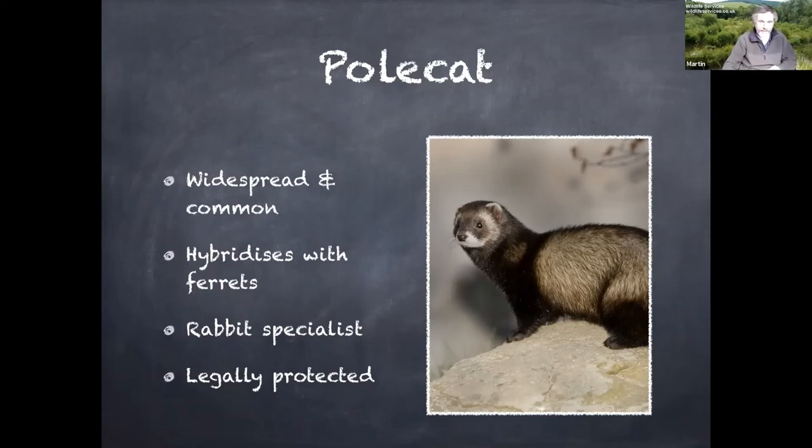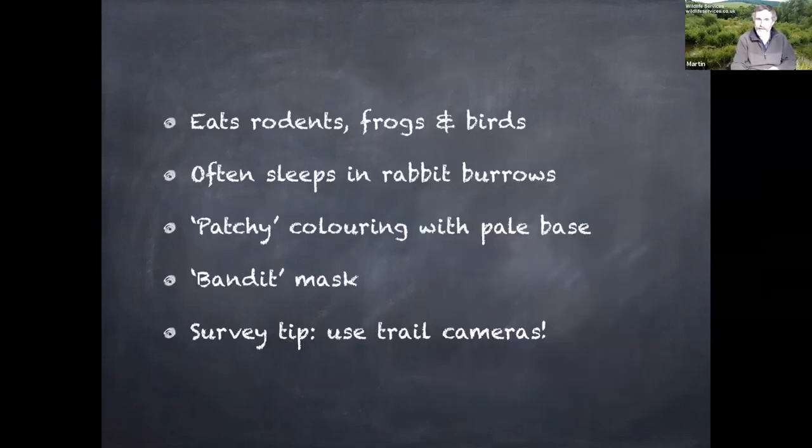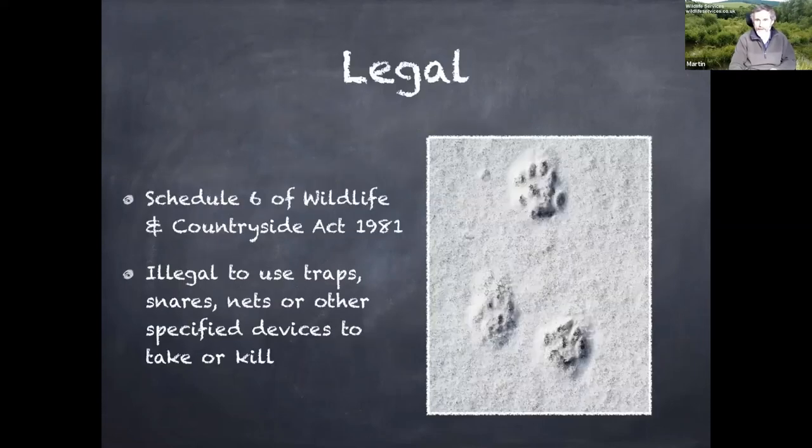It's a rabbit specialist, and again, it's legally protected. Eats rodents, frogs, birds, sleeps in rabbit burrows after it's eaten the owners. And it has that bandit mask, which you saw in the photograph. The best way to find them is to use trail cameras. They turn up in all sorts of places. Certainly had a few around here in the area. Even one coming out of a badger sett, which it may have been denning in temporarily. There's the polecat footprints, which are very similar to the pine marten, but a bit smaller.